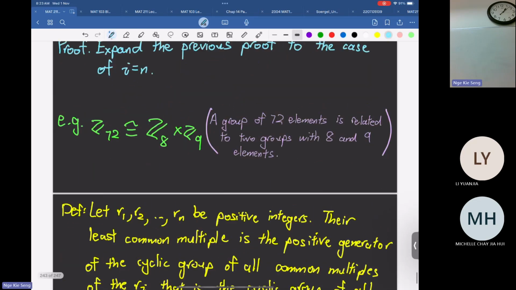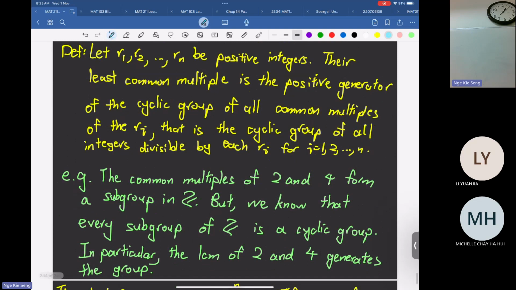This one is just an extension. Look at this. This definition I briefly went through last time. So what's the LCM? How do we define the LCM of a bunch of positive integers? It is the positive generator of the cyclic group of all common multiples of the ri. That's the cyclic group of all integers divisible by each ri.